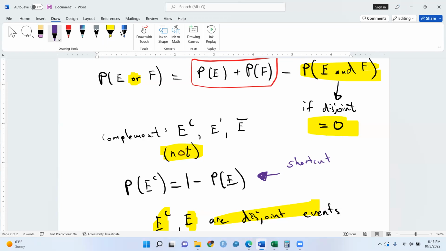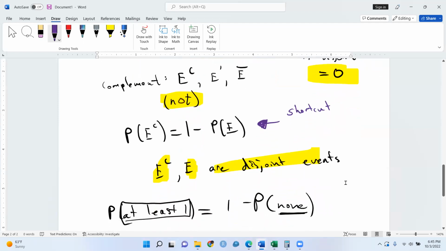And that is, if we already know the probability of event E, subtract it from 1 and we get the probability of the complement, and vice versa. If we already know the probability of the complement, subtract that from 1 and we get the probability of E.